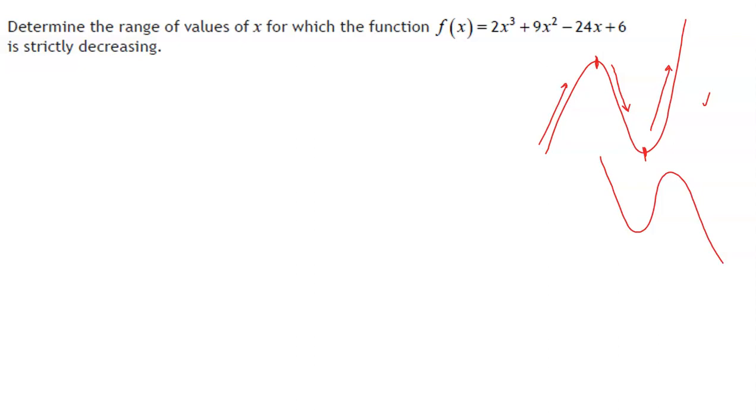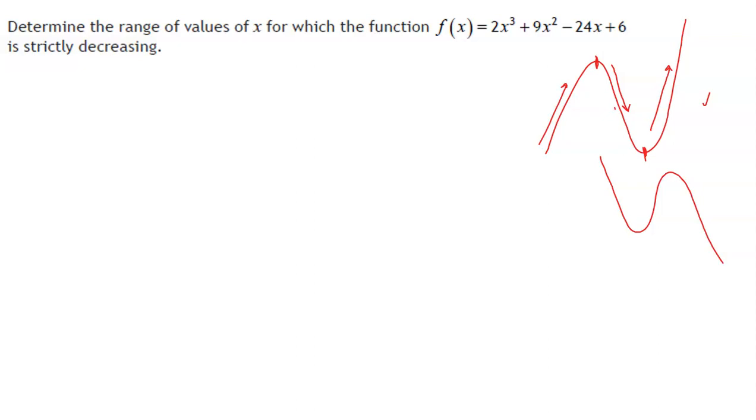Now, this question wants us to determine the range of values for which it's strictly decreasing, so this middle set of values here. Now, we're able to do this in a couple of different ways. The first set of steps are always the same. We have to determine these turning points. If we can determine these turning points, we've then got our values to work with, and then we can prove whether it's decreasing. And there's 2 techniques we can use for that, which I'm going to show you here.